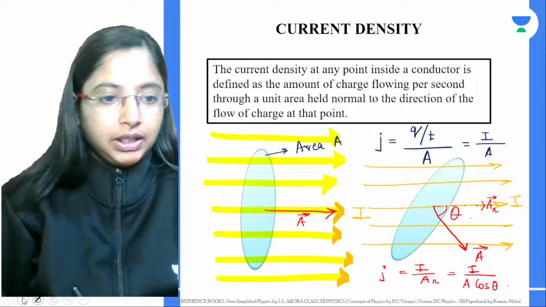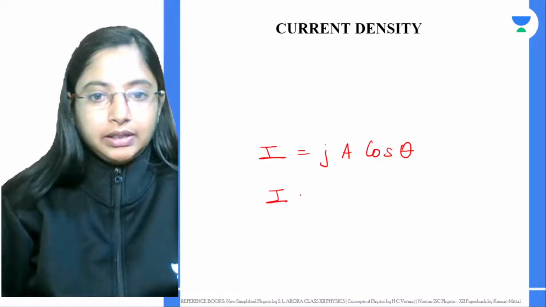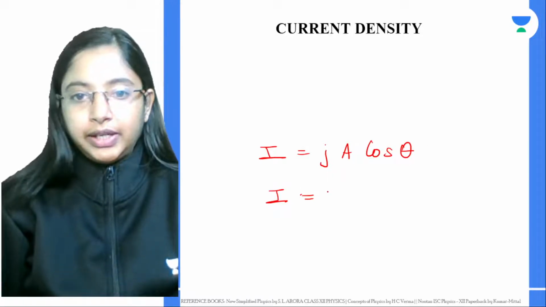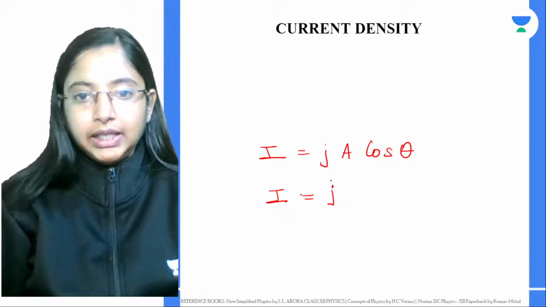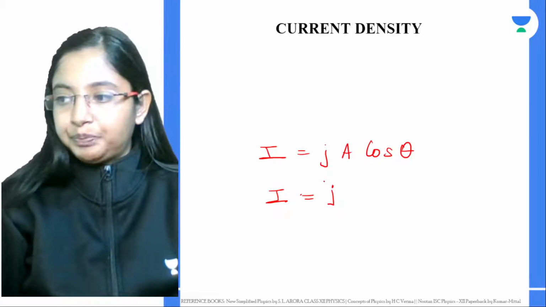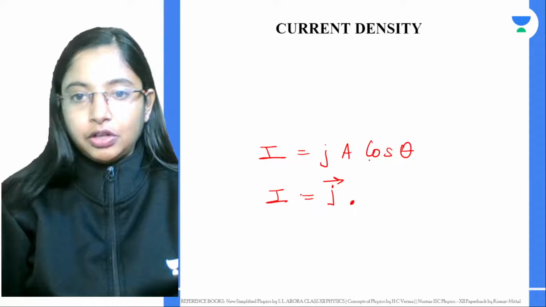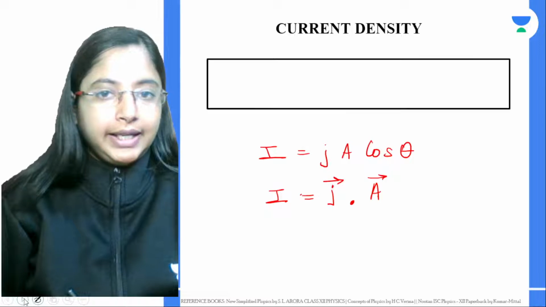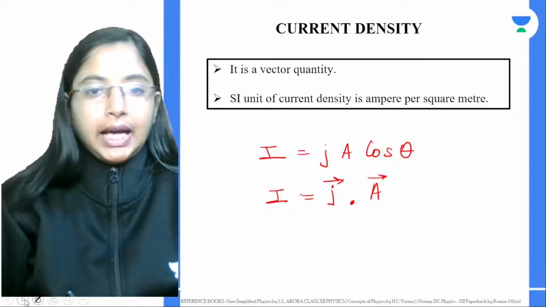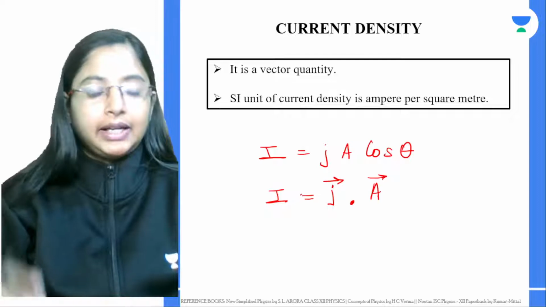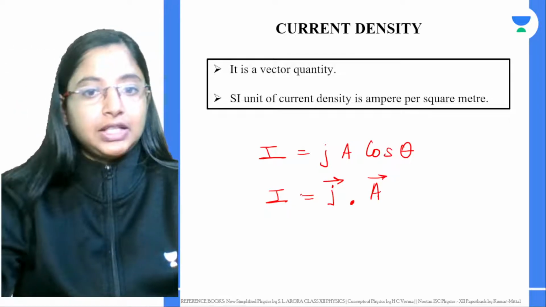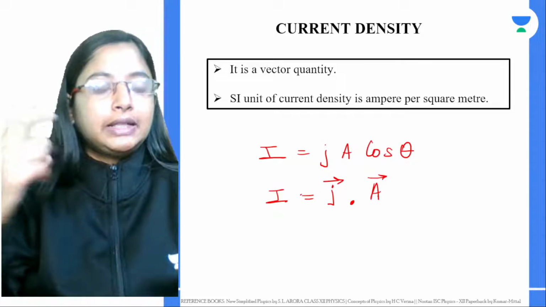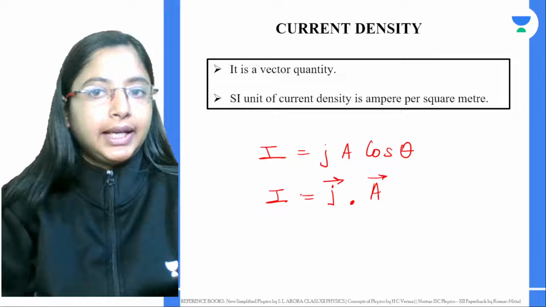In this case, you can give this as a vector quantity. J is a vector quantity. You can write it as J vector cos theta, so it will be a dot product with A vector. So current density is a vector quantity, and its direction will be in the direction of the positive charge, the direction in which the charges are moving. For a given area, how much charge flows in a given time, we used that concept to derive the current density.